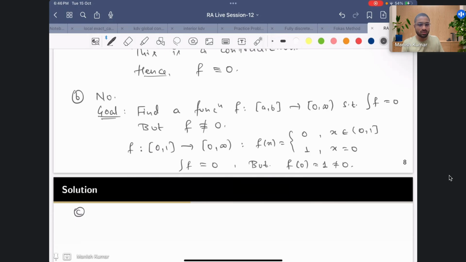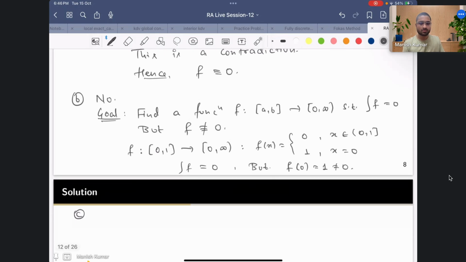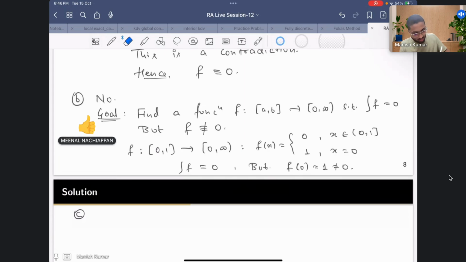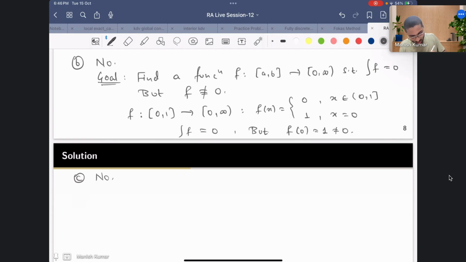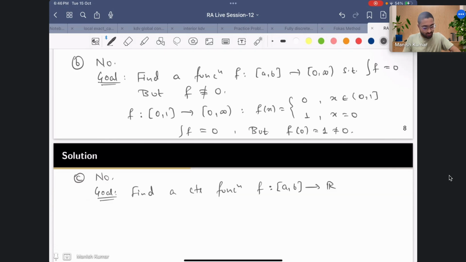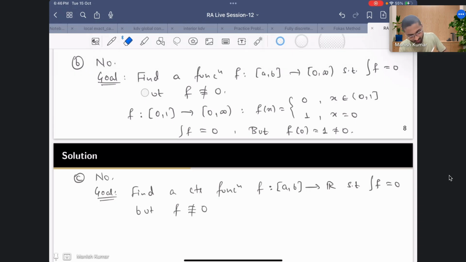Is this clear? Okay, now let's come to the C part. The answer of C is also no. Here the goal would be to find a continuous function f which is defined from AB to, let's say, R. Here we don't have any restriction on the sign, such that the integral of f is 0, but f is non-zero. Can you think of some example?